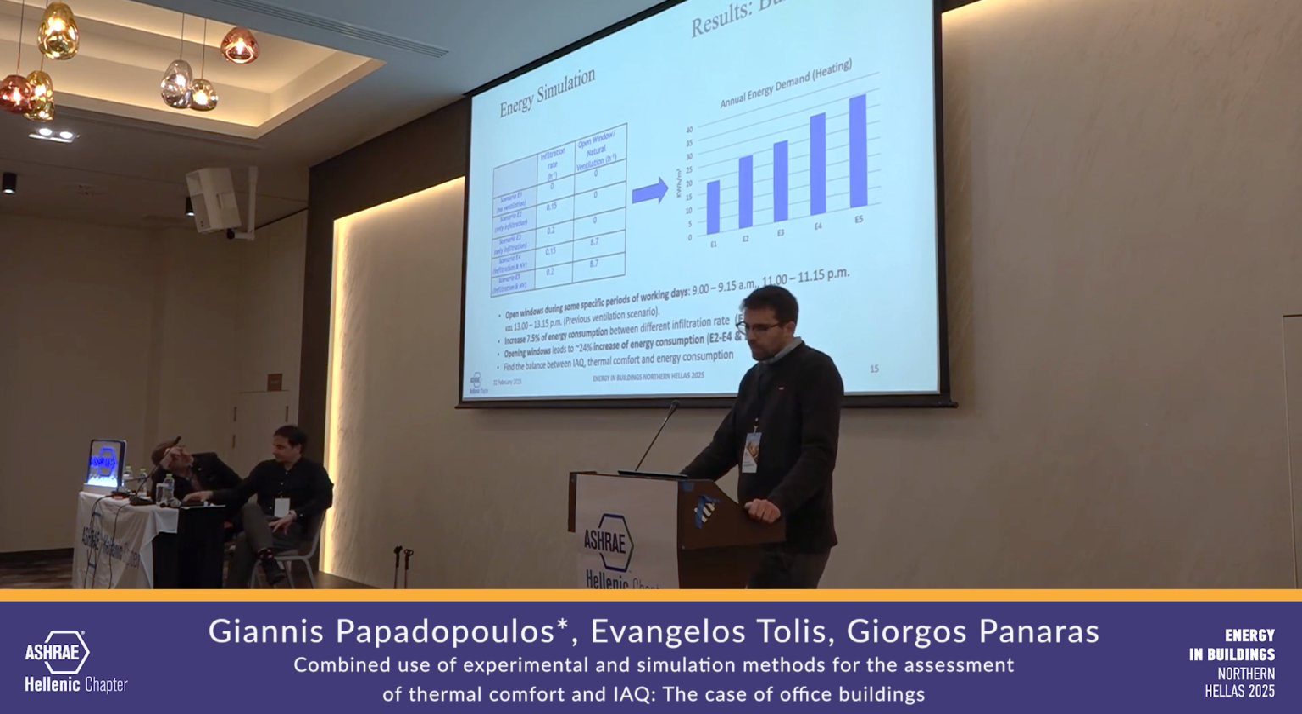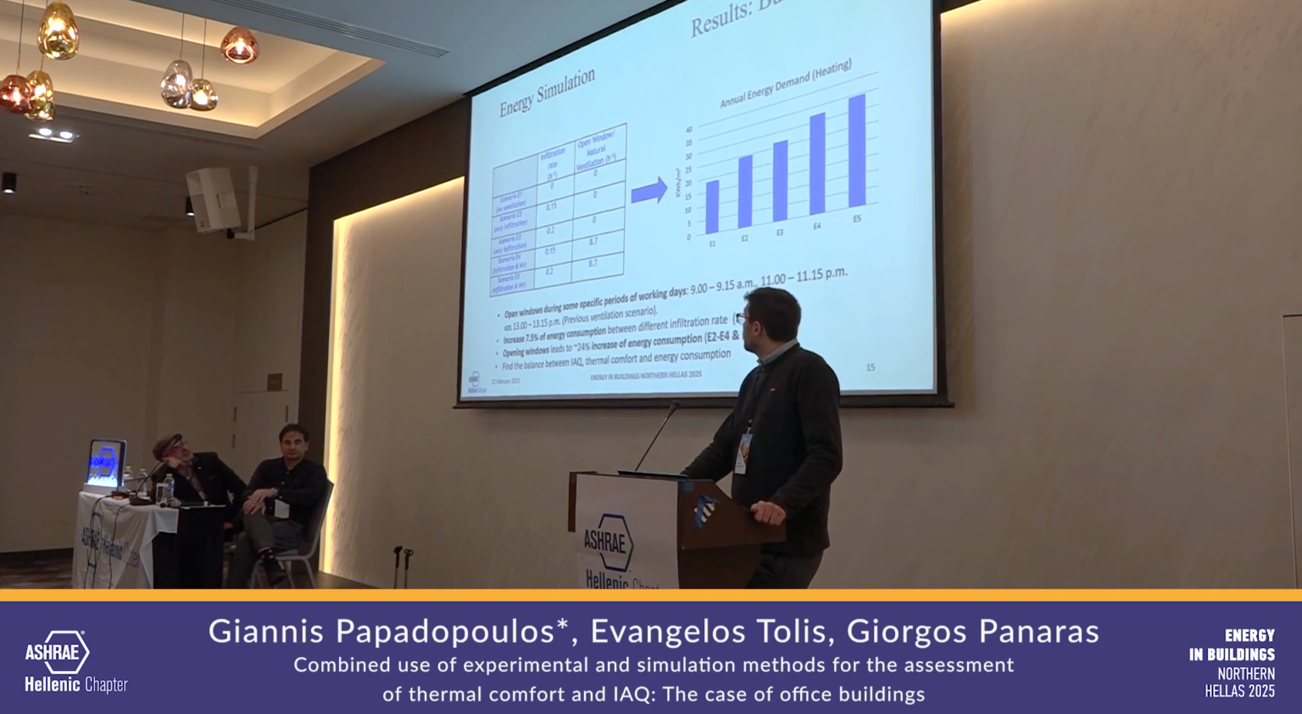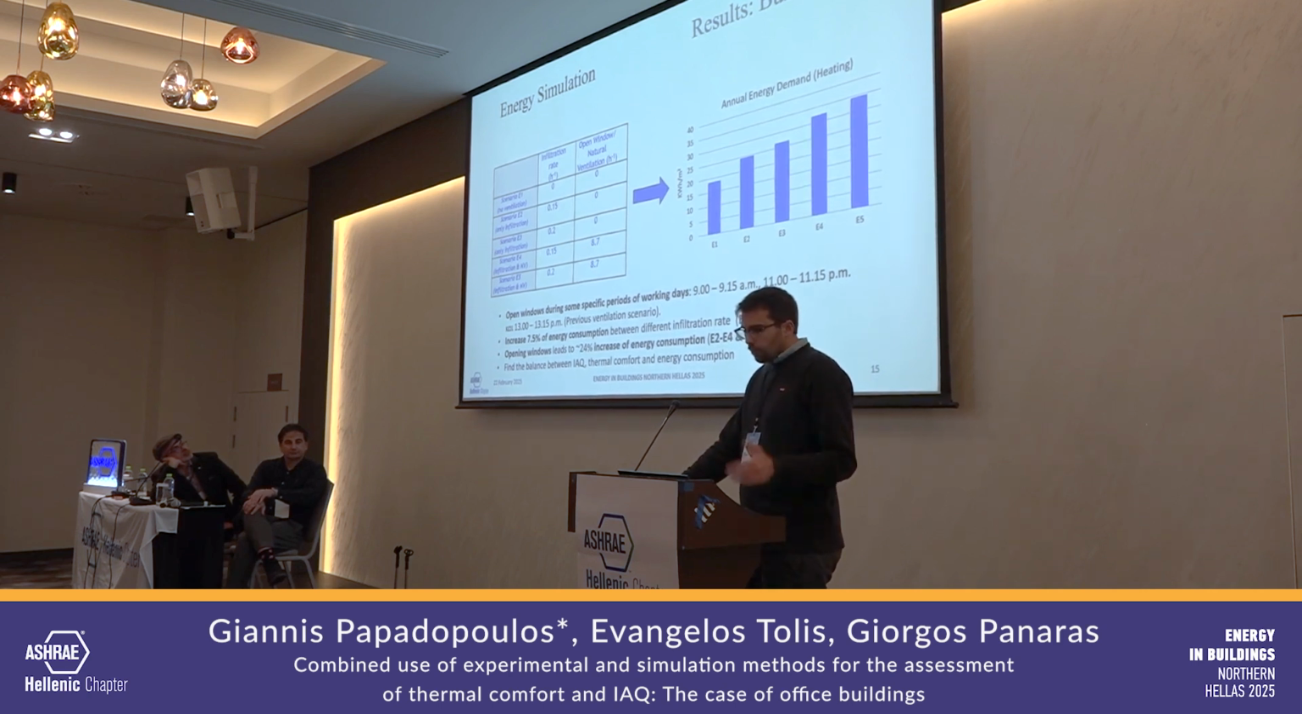The first one is an imaginary scenario in which we have no ventilation. Scenarios 2 and 3 are based on the infiltration rate that we calculated, scenario 2 from the CO2 decay, and scenario 3 from the tracer gas method. And as well, scenarios 4 and 5 are about having open windows and natural ventilation inside the building. So we can see here the open windows during some specific period of the working day. That is the option that you select for scenarios 4 and 5.